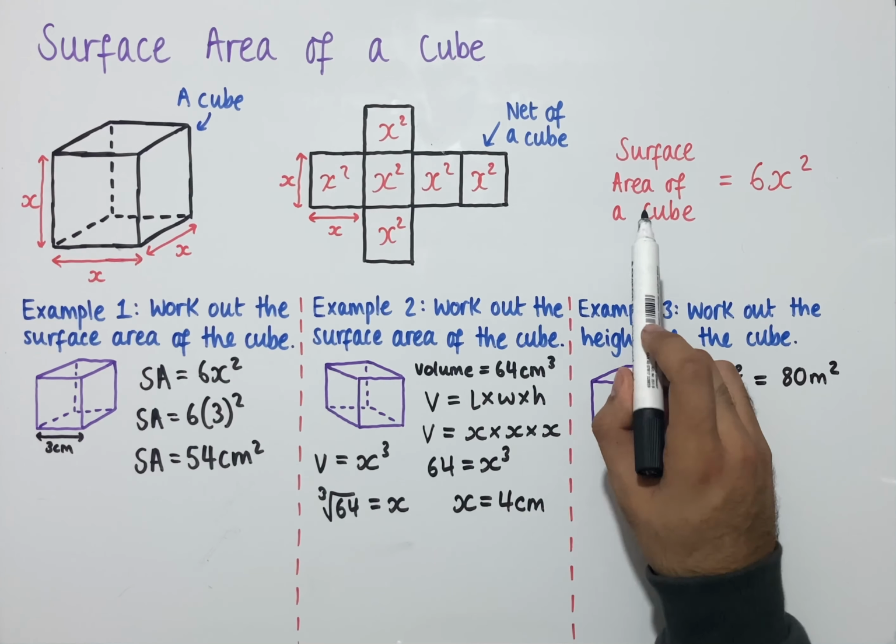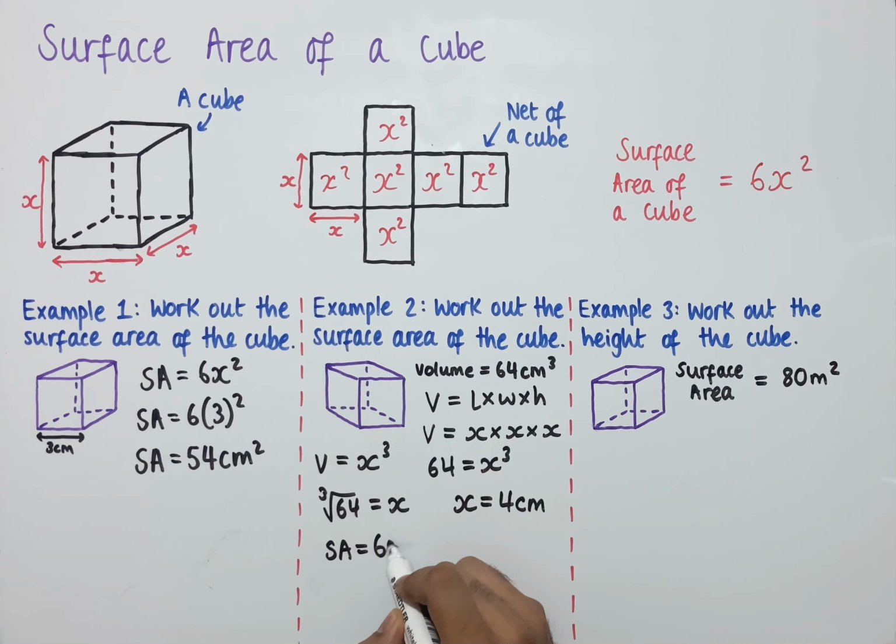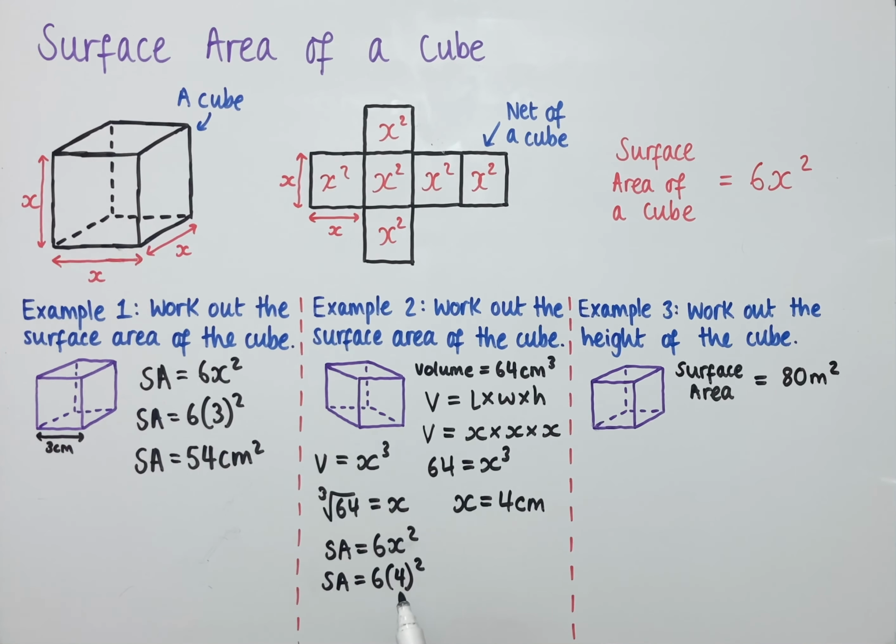Now to work out the surface area of the cube, we can use our formula, which says that the surface area is equal to 6x squared. And so in this case, we know that x is equal to 4 centimeters. So if we substitute this in, we have the surface area equals 6 multiplied by 4 squared. 4 squared is 16. 16 times 6 is 96. And so we have that the surface area equals 96 centimeters squared.